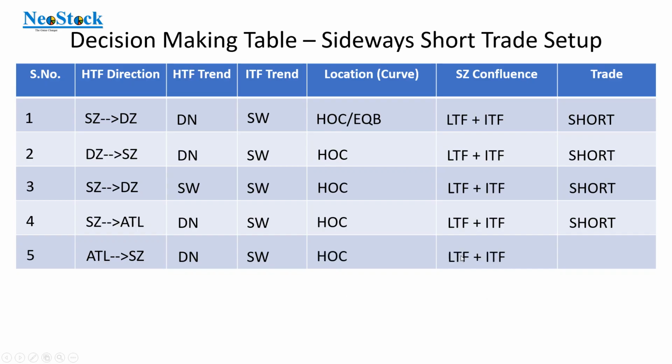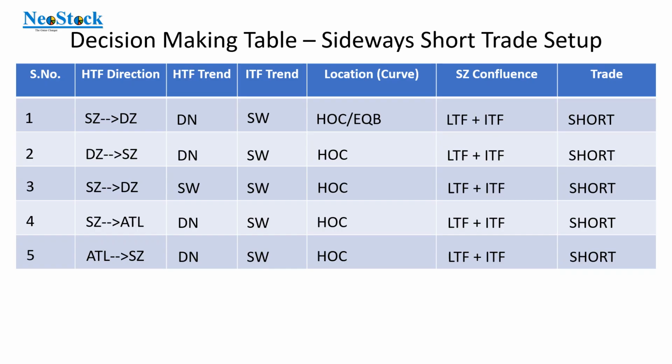So both the ITF and the LTF. See, if you look into all the scenarios, this is compulsory. Remaining scenarios are changing, but supply zone confluence is compulsory for all. Even ITF trend is also sideways for all. So this is the decision. All these 5 scenarios we already discussed. This is the summary of all the rules from all the 5 scenarios.